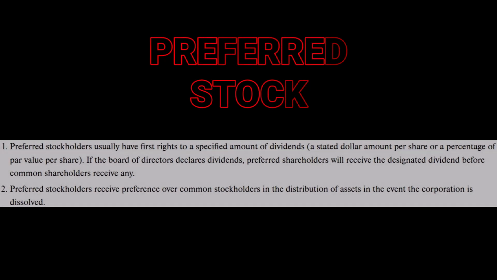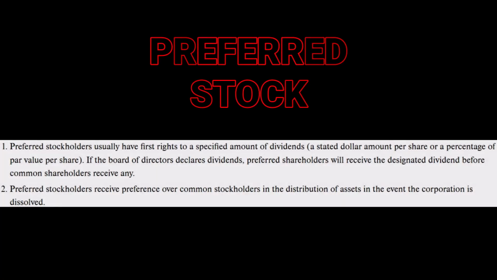In addition to common stock, some companies issue preferred stock. Preferred stock is preferred over common stock in two main ways. Dividends. Preferred stockholders usually get their designated dividend before common stockholders. Liquidation. They have preference in the distribution of assets if the company is dissolved.